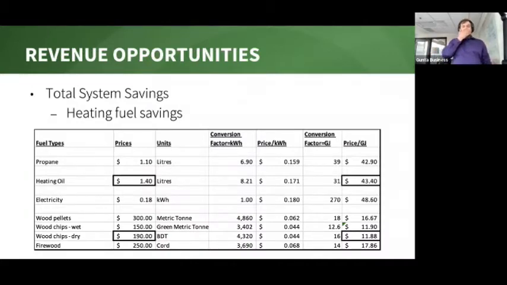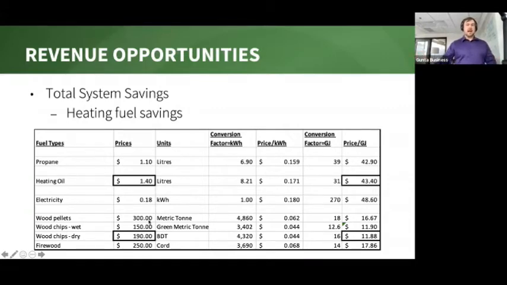So why do people even do biomass? What's the point? These numbers are more of a northern community, but I think it would be kind of across Canada that you do see, at the pump, heating oil at $1.40 per liter. Propane is always a little bit less, $1.10 per liter right now in our area. Right now, electricity is 18 cents per kilowatt hour.